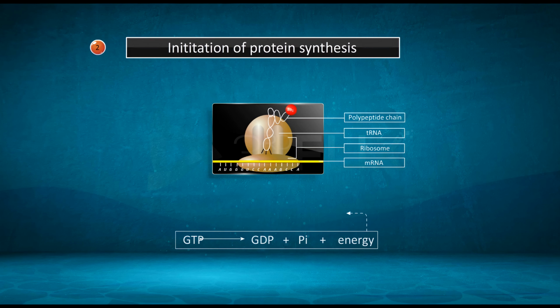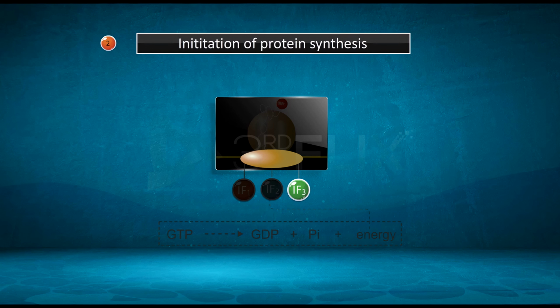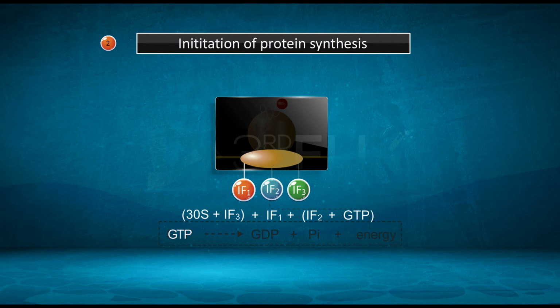The required energy for this process is obtained by GTP and initiation factors IF1, IF2, IF3. The smaller subunit 30S combines with IF3. 30S plus IF3 combines with IF1, which combines with IF2 plus GTP, that is, 30S plus IF3 plus IF1 plus IF2 plus GTP. mRNA first attaches to the complex and then to the initiator. This whole complex combines with a larger subunit and forms the initiation complex.